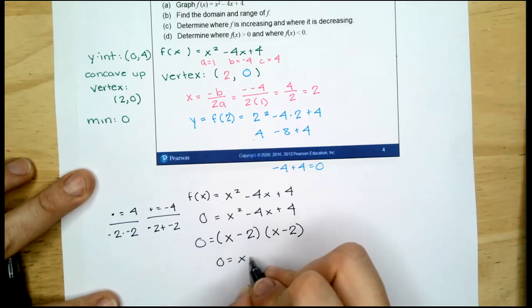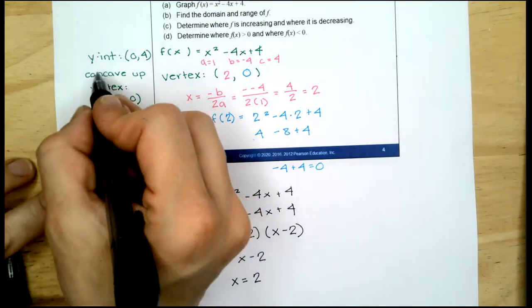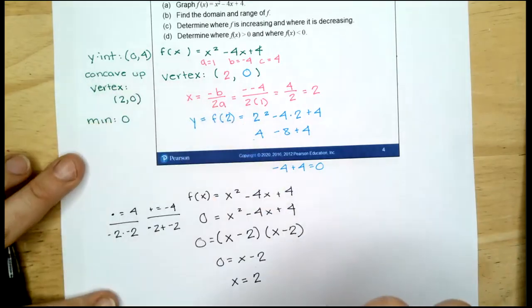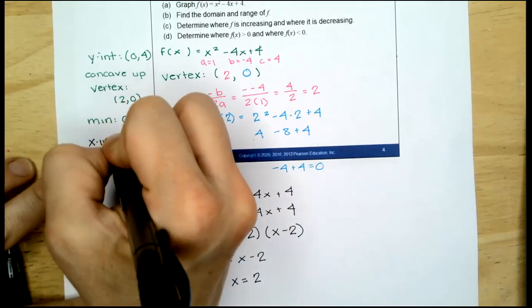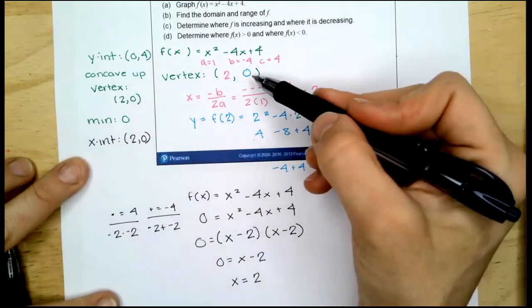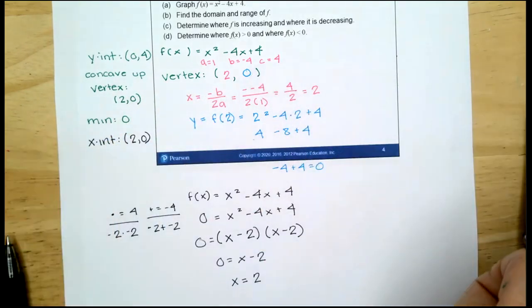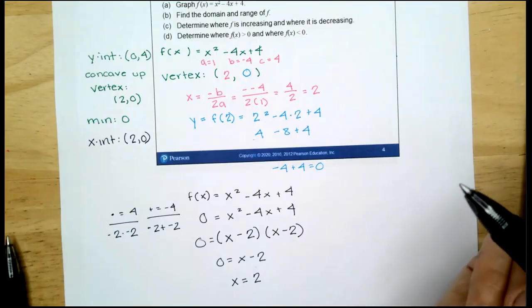0 equals x minus 2, so x is 2. So my y-intercept is 0, 4. My x-intercept is 2, 0, which I guess I should have known because it was also my vertex. Good? All right.